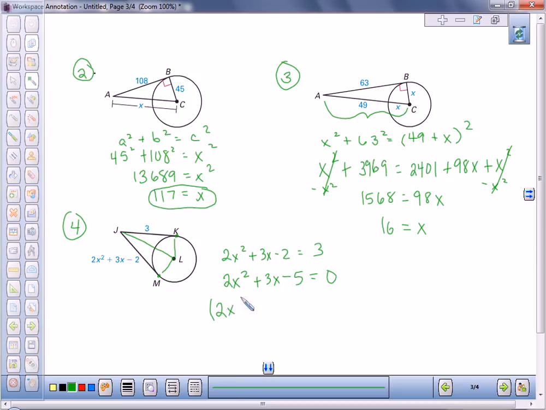Hopefully, pretty good at factoring now. Whoops. 2 only factors to 2 and 1. 5 only factors to 5 and 1. We want the 5 to be positive so that we get the positive 3. So my answer choices are x equals negative 5 halves or x equals 1. We'll have to plug back in and see if that negative 5 gives us a negative length or if it gives us a positive length. So let's test that.